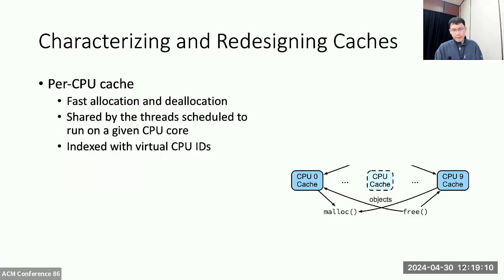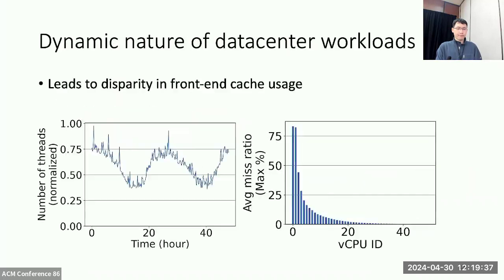We start with the per-CPU cache, which is the front-end cache that directly interacts with users' code and provides fast allocation and deallocation of memory to the application. A per-CPU cache is shared by the software threads scheduled to run on a given CPU core. To avoid populating caches for all physical CPU IDs available on the platform, TCMalloc uses virtual CPU IDs to index the per-CPU caches based on the number of CPUs actually used by the application.